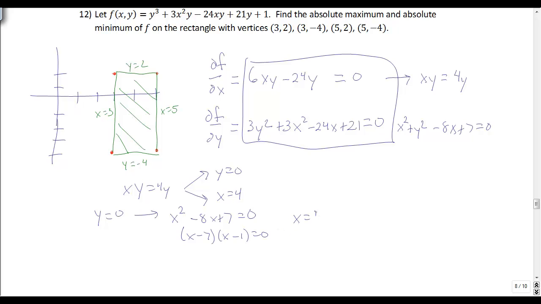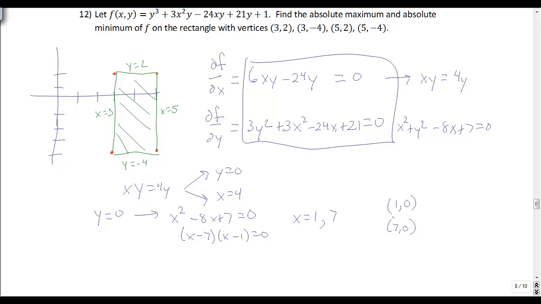So we get x equals 1 or 7. So that's when y equals 0, x is 1 or 7. So we get two critical points: x is 1, y is 0, and then x is 7, y is 0.